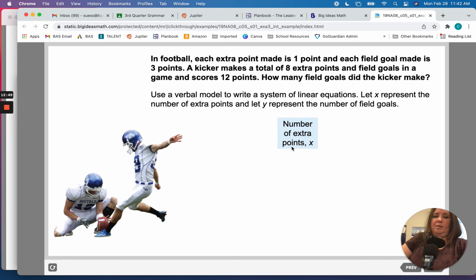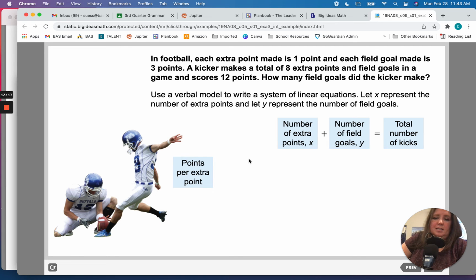So first of all, how many extra points were given are going to be represented by x. We're going to add that to the number of field goals, which is y. When you add those up, I should get the total number of kicks. Okay, so that's one equation. Number of extra points plus number of field goals equals the number of kicks. The number of times we kicked an extra point, and the number of times we kicked a field goal.